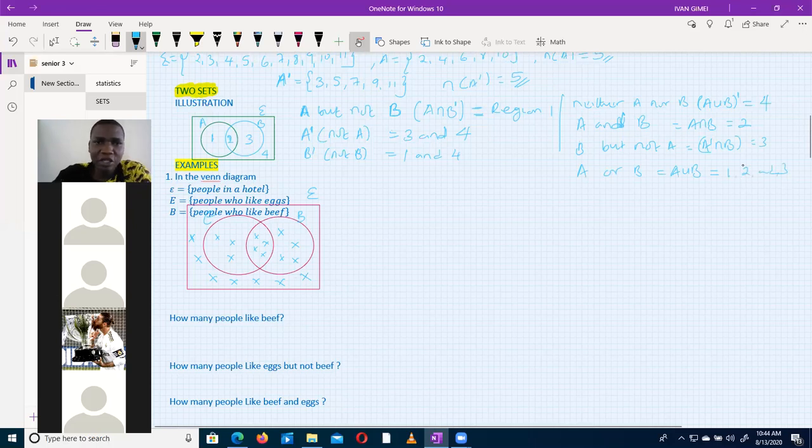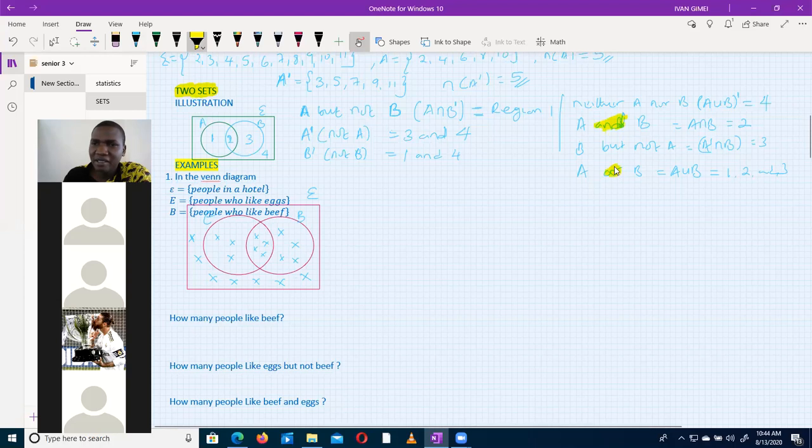So these are the terms that we need to be conversant with. Let's pay attention. These are the regions that you're supposed to be conversant with when you're dealing with two sets. They will, of course, use words. They can just use words, like neither A nor B, or B but not A. And means intersection, and or means union. That's the other thing that you should know.